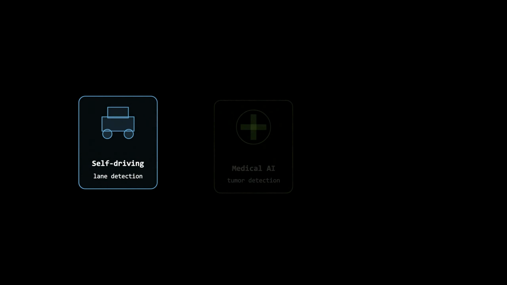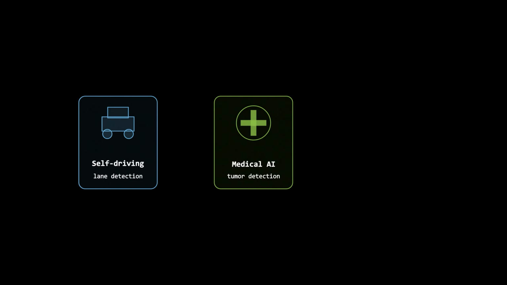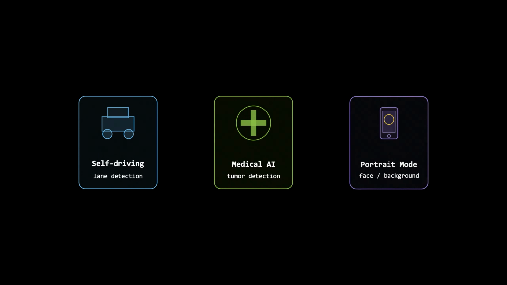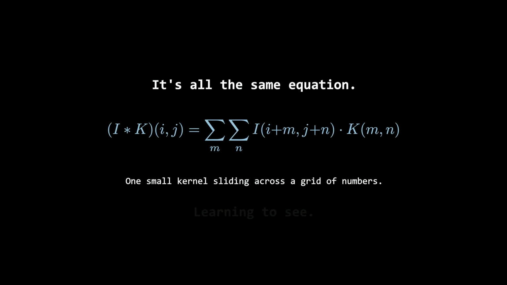This is how self-driving cars see lane markings, how medical AI spots tumors invisible to the human eye, how your phone separates your face from the background in portrait mode. It's all the same equation. One small kernel, sliding across a grid of numbers, learning to see.